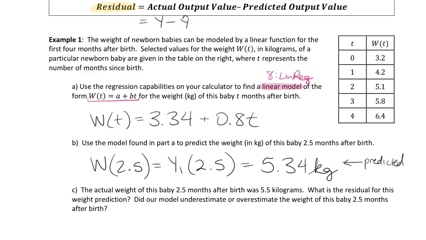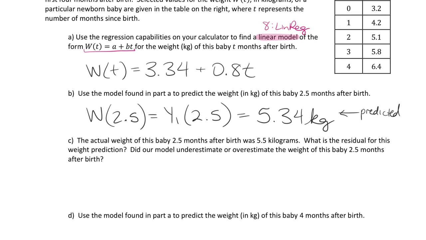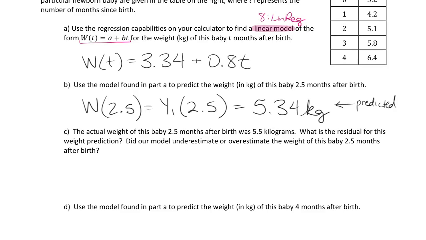So it's a great question. This is just a prediction. If we read part C, it says the actual weight of this baby 2.5 months after birth was 5.5 kilograms. This is the actual. The question says, what was the residual or error for this weight prediction? Did our model underestimate or overestimate the weight of this baby 2.5 months?